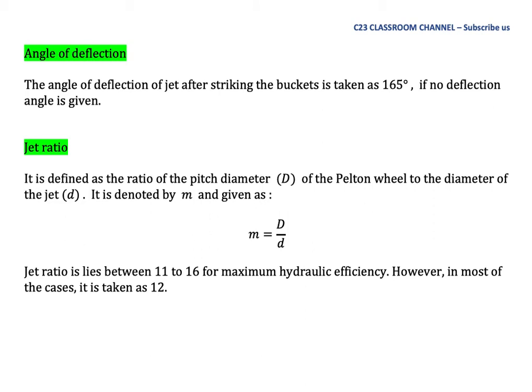Next, the jet ratio. It is defined as the ratio of the pitch diameter, capital D, of the Pelton wheel to the diameter of the jet, small d. It is denoted by m, and it is given as m = D/d. The jet ratio lies between 11 and 16 for maximum hydraulic efficiency. However, in most cases, it is taken as 12.